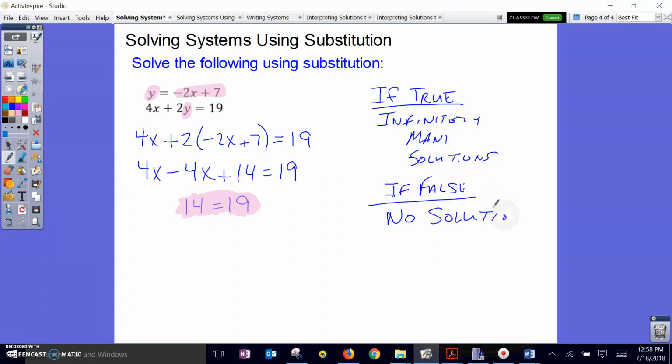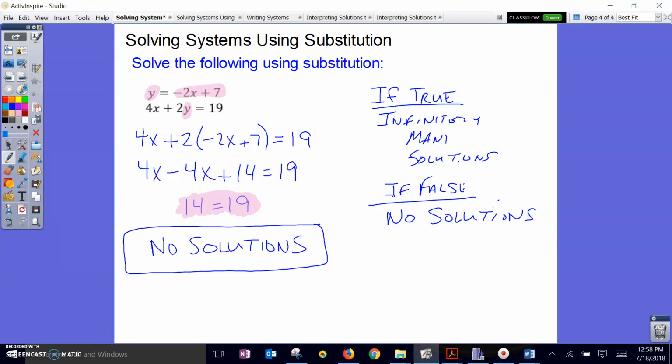So, is the statement 14 equals 19 true or false? Hopefully you're screaming out, false, it's false, Mr. Thomas, it's false. And yes, it is false. And so that tells us that this system has no solutions. All right? And that's how we see the special cases.